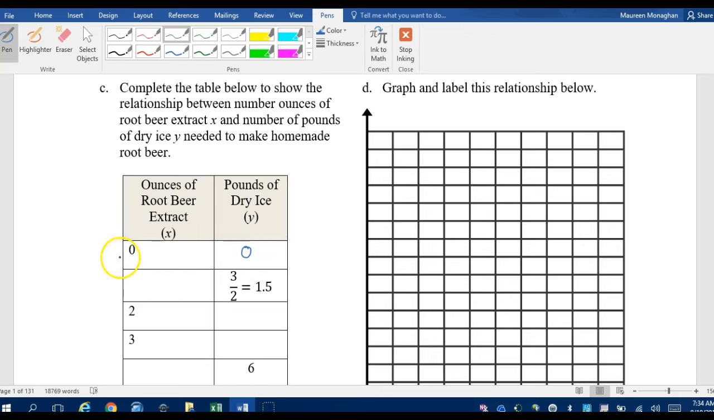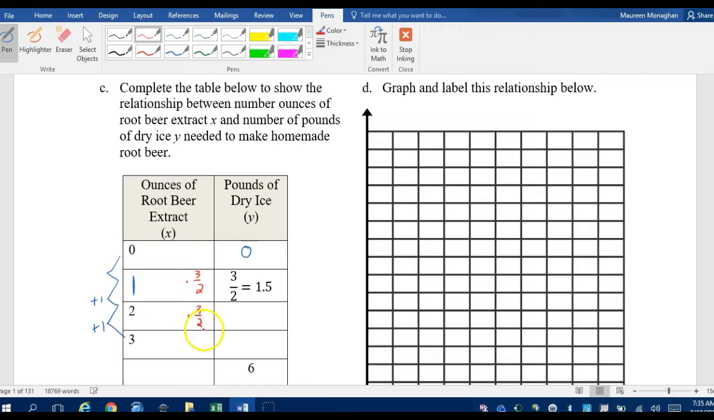If you can see, there's going to be a pattern here. You kind of see that these two, we're going to add 1. So what do you think would go in here? Well, 1 would go in here. And then if you have 1 ounce of root beer, you're going to have 3/2 pounds of dry ice. How did you get there? You multiplied this by 3/2. So that is our ratio, that is our proportional constant.